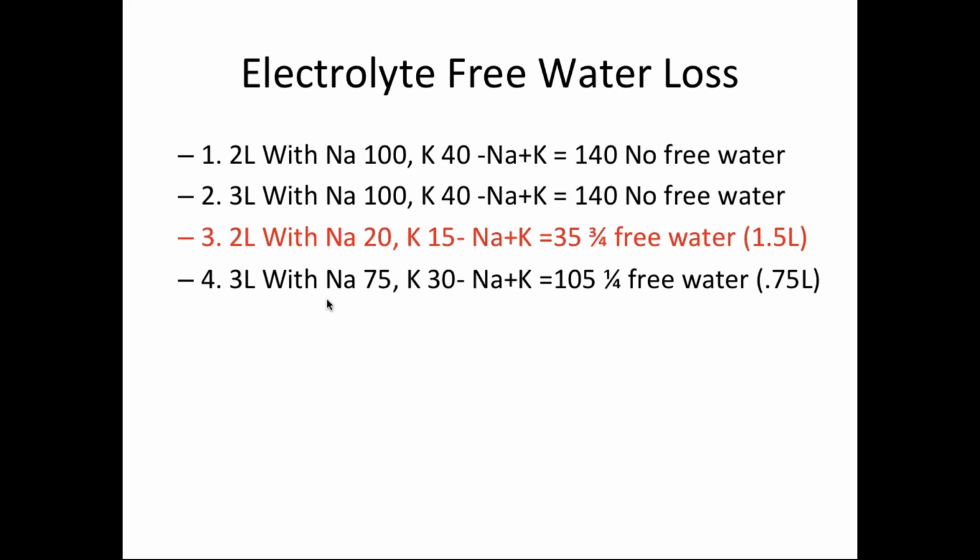So let's come back to the question. If you have 2 liters with a sodium of 100 and potassium of 40, the total is 140, so there is actually no free water loss happening. Whether it is 2 liters of urine output or 3 liters of urine output in the first 2 options, there is no free water loss happening at all.